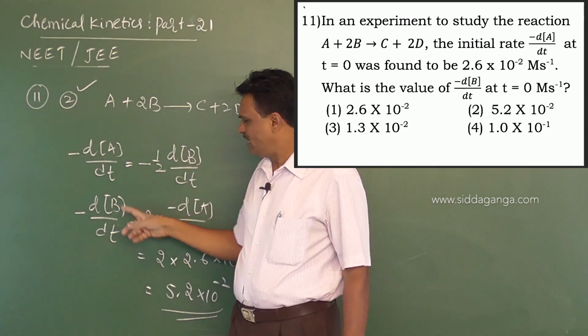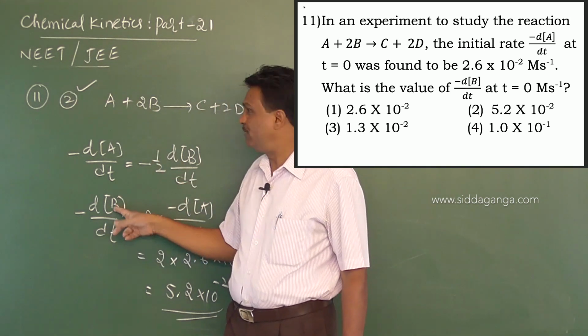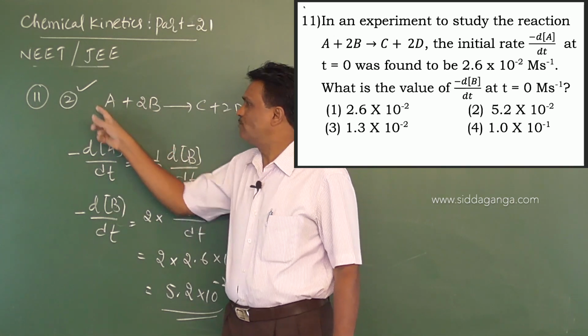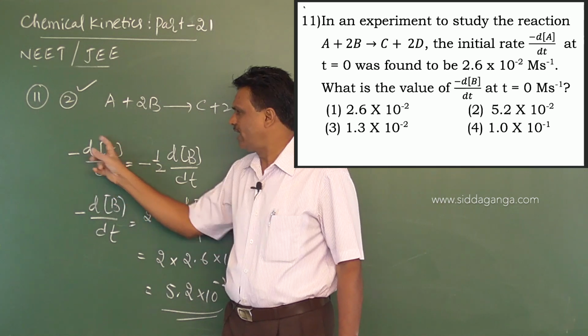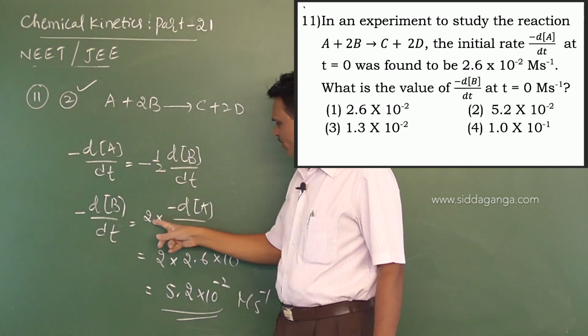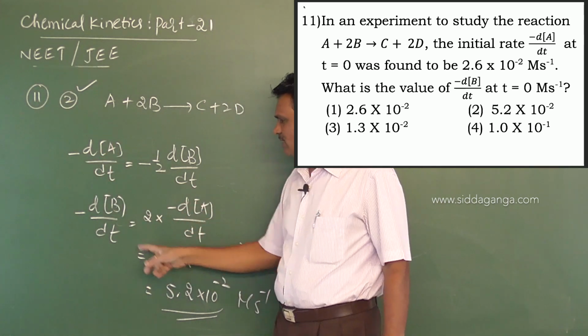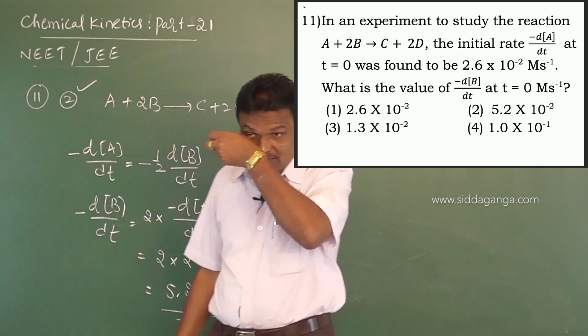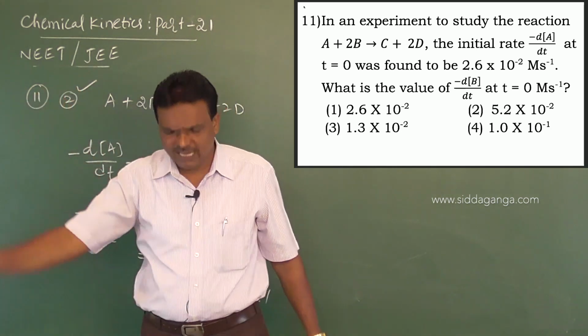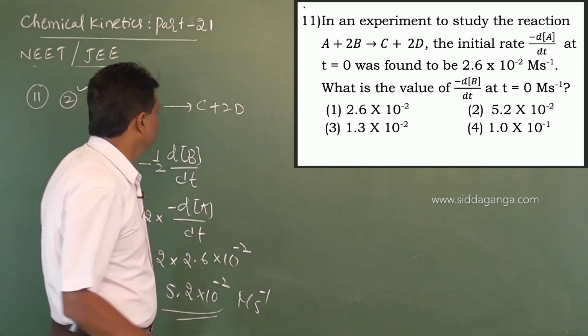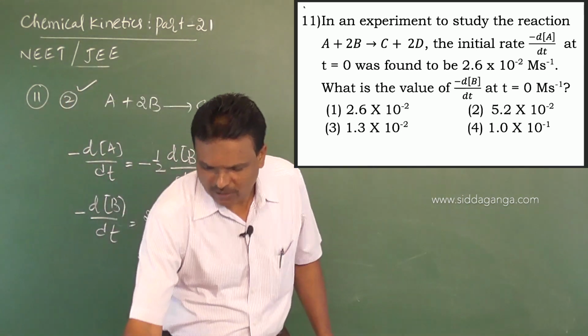So minus d by dt means the rate of disappearance of B. So 1/2, 2 comes to the left side. So here 2 into the rate of disappearance of A is equal to the rate of disappearance of B. So hence, for question number 11, the second option is the right option. Next, another question.